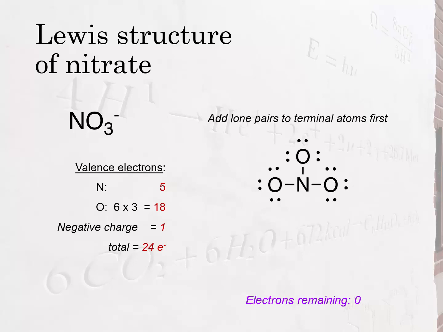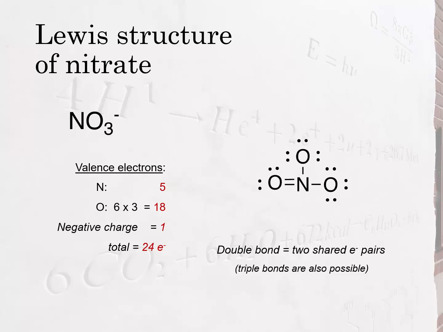I'll fill in the remaining electrons by adding lone pairs to the terminal O atoms first. This uses up all the remaining 18 electrons. The oxygens all have octets, but nitrogen is still electron deficient with only 6. In situations like this, you need to create a multiple bond to share extra pairs of electrons with the deficient atom. This involves moving a lone pair on one of the oxygens to form a second bond with nitrogen. This is called a double bond because there are 2 shared electron pairs. It allows both O and N to have octets because the 2 shared pairs count for both atoms.